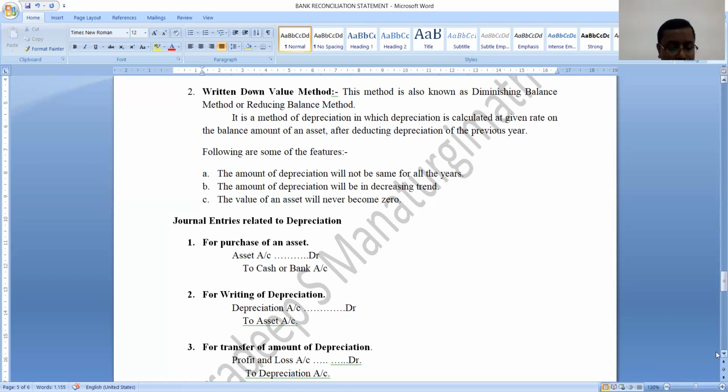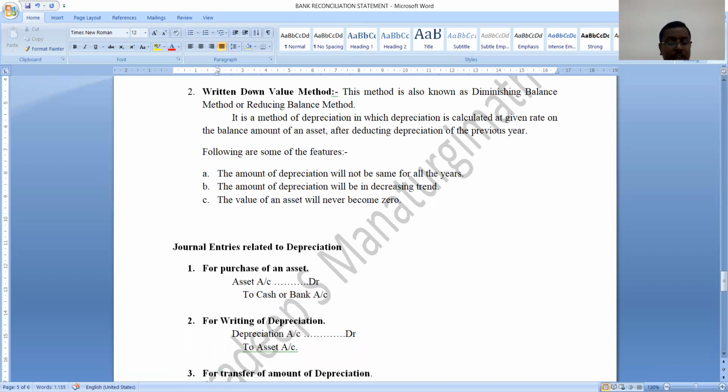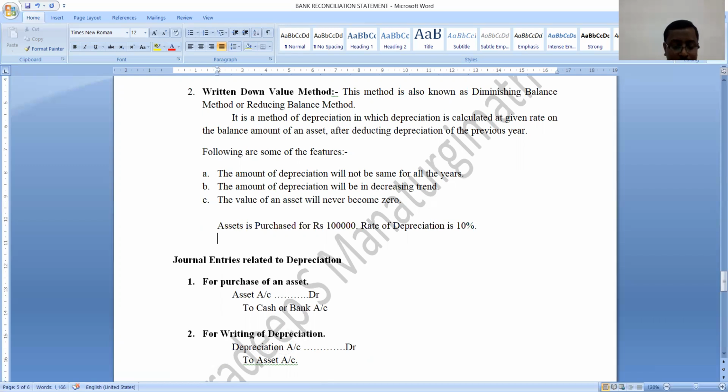So these are certain journal entries which you must keep in mind for solving problems on depreciation. Actually, depreciation is very important because you are going to get one 10-mark problem on depreciation. Yes, before going towards journal entries, I will tell you how we should calculate depreciation under the written down value method. Assume that your asset is purchased for rupees 1 lakh. Rate of depreciation is 10%. Understood?